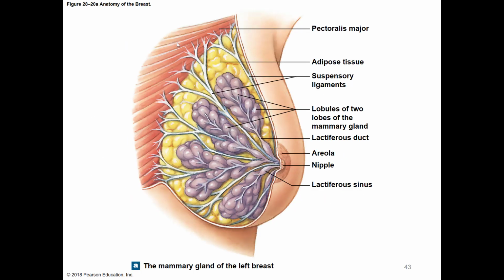So here's our pectoralis major muscle, and then the pectoral fat pad or adipose tissue on top of the muscle. You can see these lobules of the mammary gland, and the lobules will empty into the lactiferous ducts and then the sinus out through the nipple. Areola, nipple.